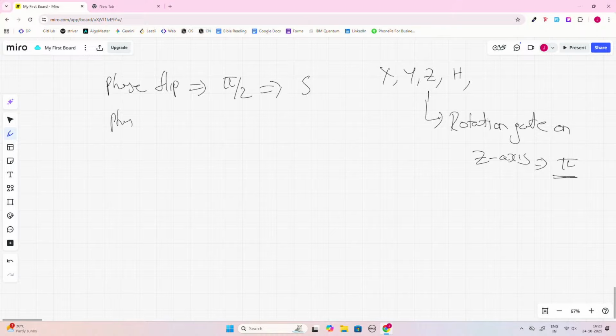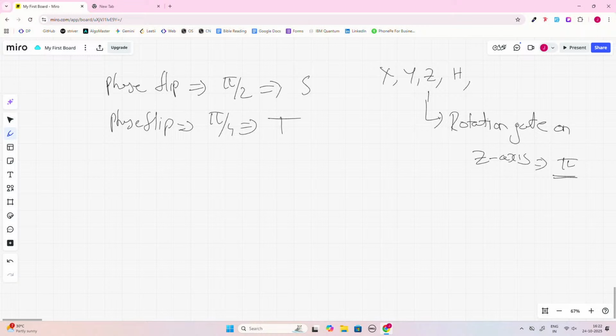Now, phase flip of pi by 4, 45 degrees. If I want to do the phase flip of 45 degrees, I will apply something called a T gate. Rotation around Z axis with an angle of 45 degrees can be achieved by using the T gate.